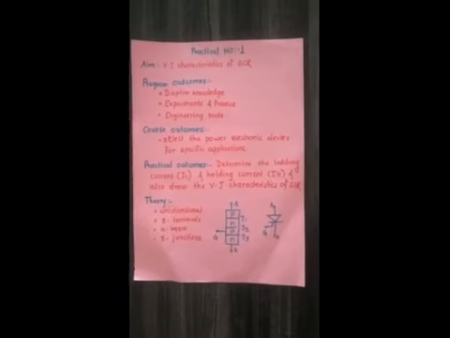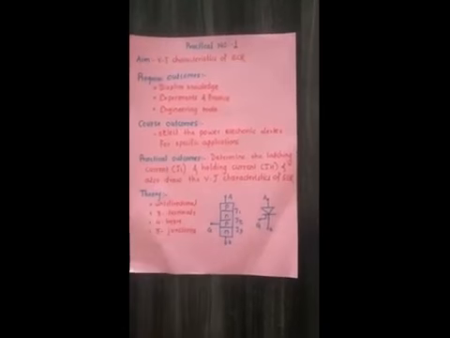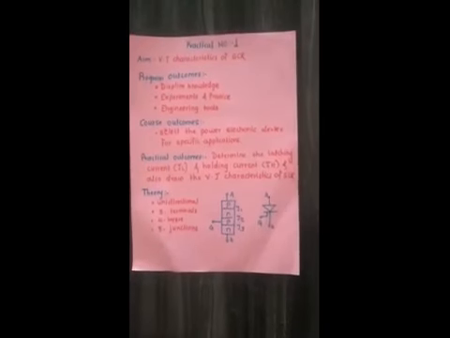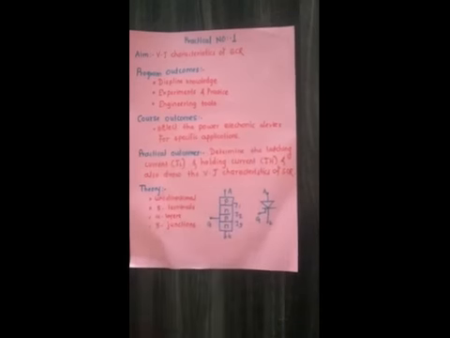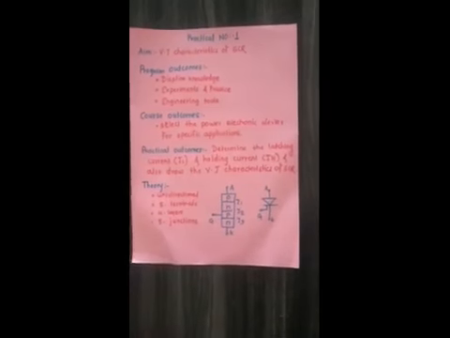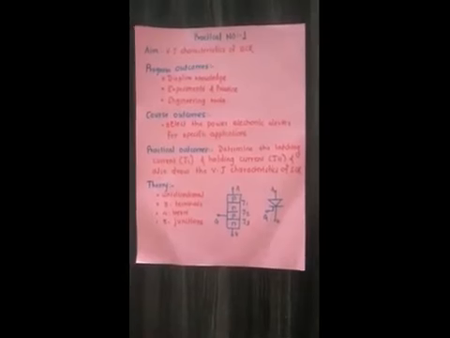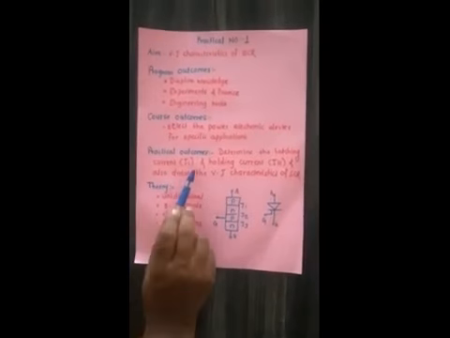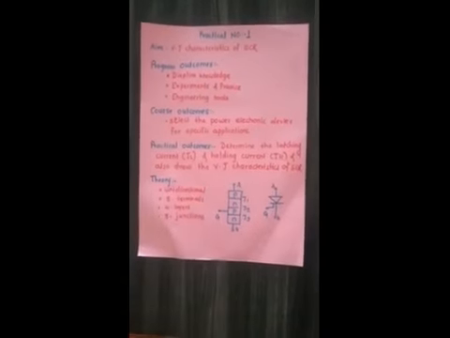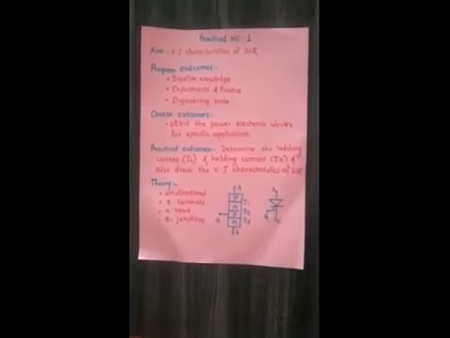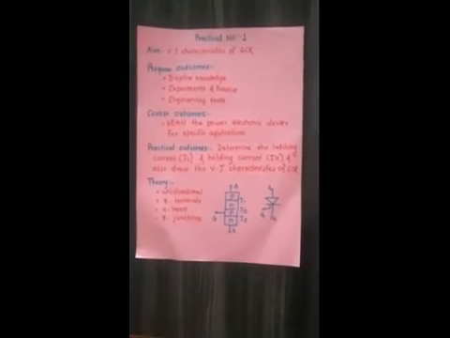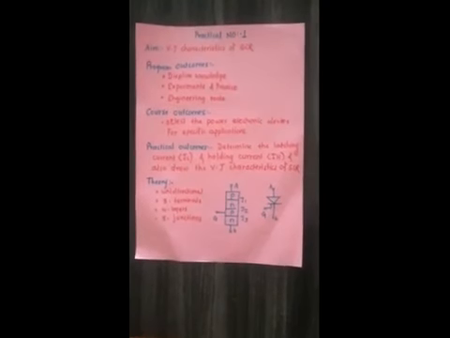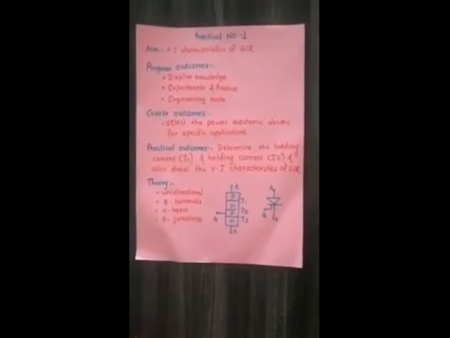Now, next one is course outcomes. From this course outcome, you will learn to select the power electronic devices for a specific application by studying this experiment. Now, next one is practical outcomes. When we learn the total practical, you will get two practical outcomes. First one is latching current. You can determine from this practical that is latching current and holding current.